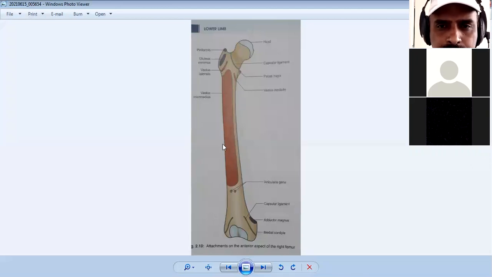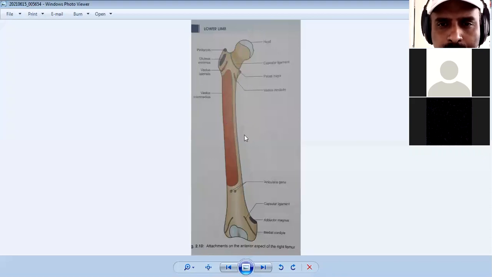The shaft of the femur is divided into three parts: upper one third, middle one third, and lower one third. So that is what you have to remember.